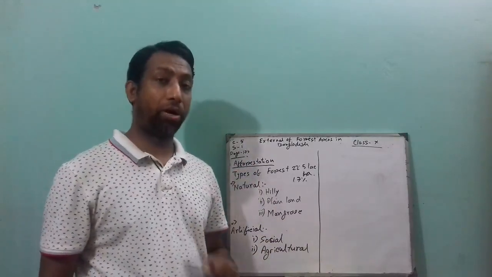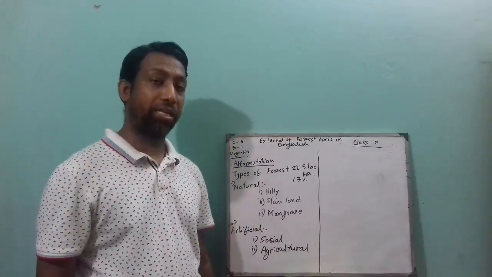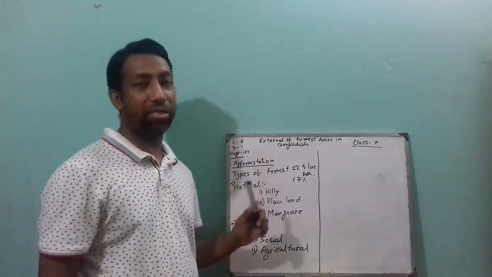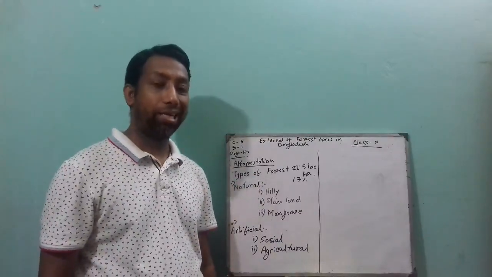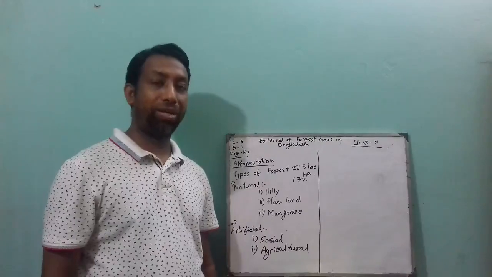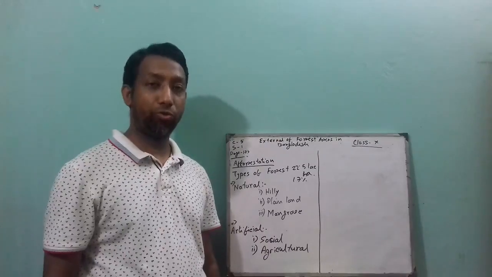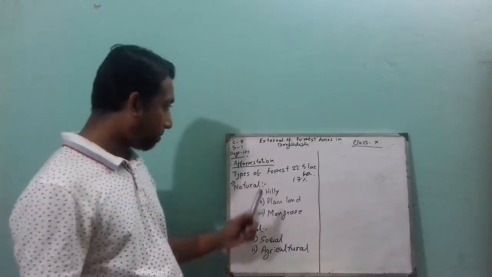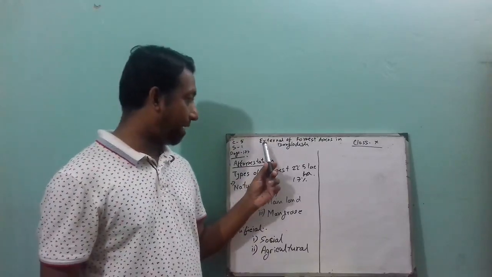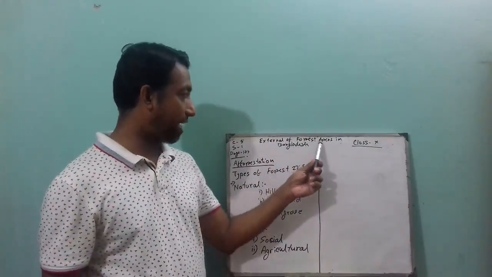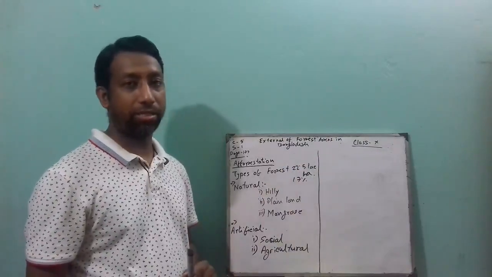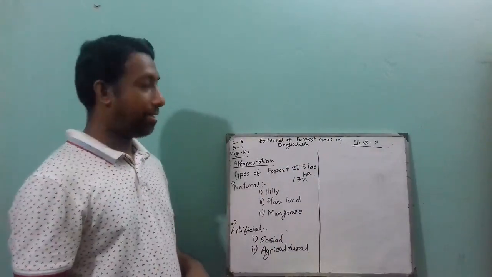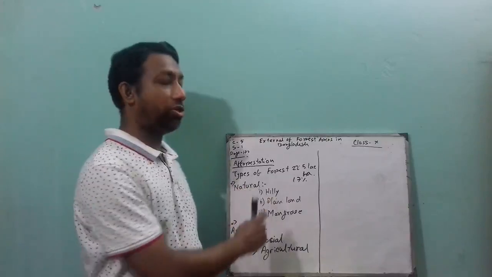My dear students, today I'll discuss the afforestation chapter, which is chapter 5, section 1. The page number of this chapter and section is 179. I told you before as well, this page number will differ in your new book, so please manage it. The section name is Extent of Forest Areas in Bangladesh, and the section is Afforestation.